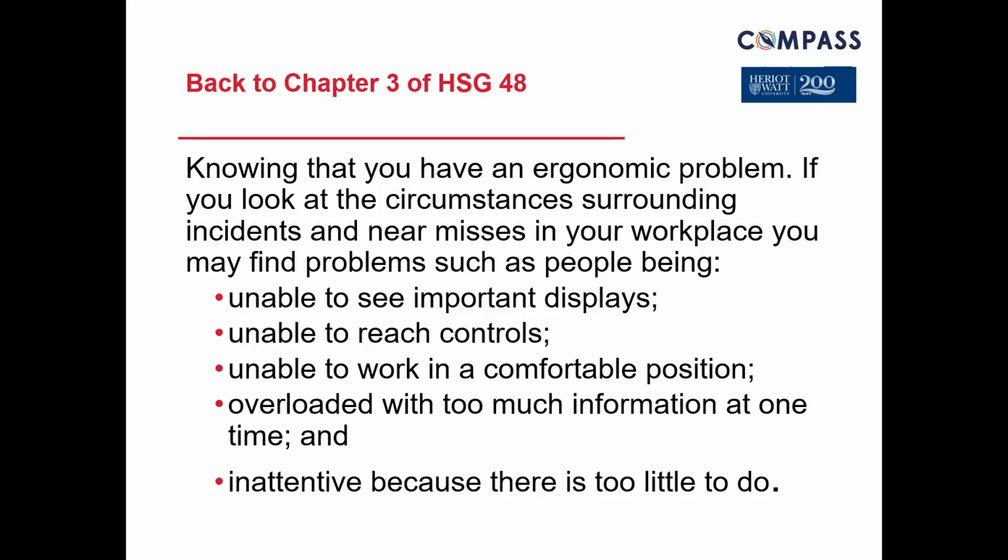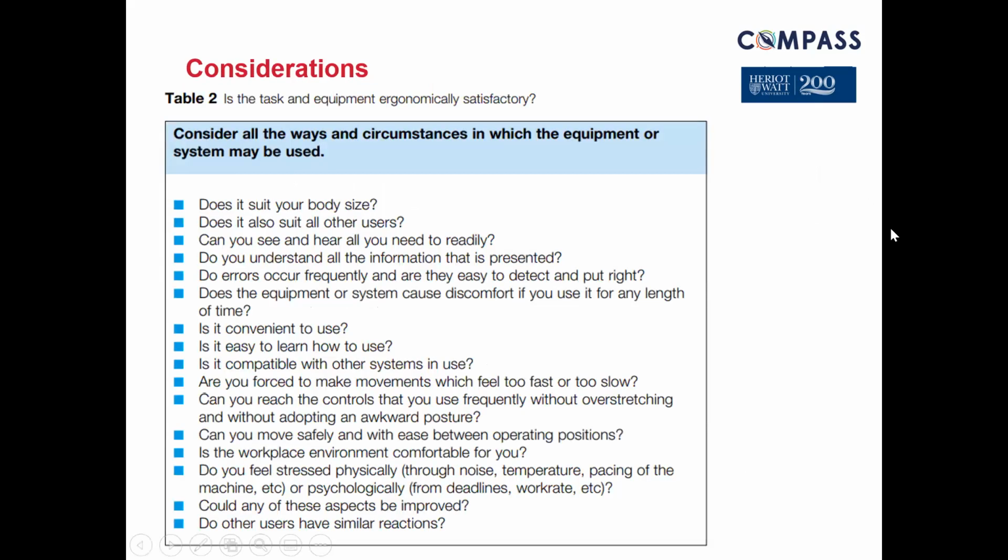And it might be addressed because of incidents and near misses that have taken place that have pushed it forward. You may find problems from people being unable to see important displays, unable to reach the controls, unable to work in a comfortable position, overloaded with too much information, and then inattentiveness. Now, that's very similar to what I've just gone through with Industrial Guidance Note 90. The theory is slightly older, but the same problems come up again, so it's the same approach to managing the risk.